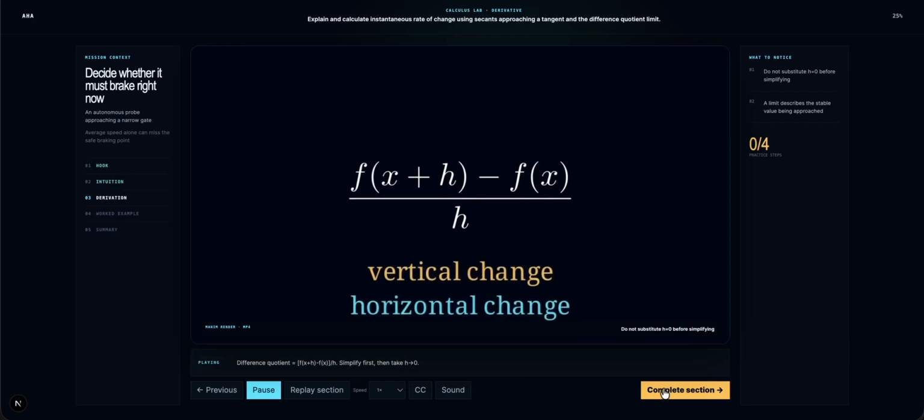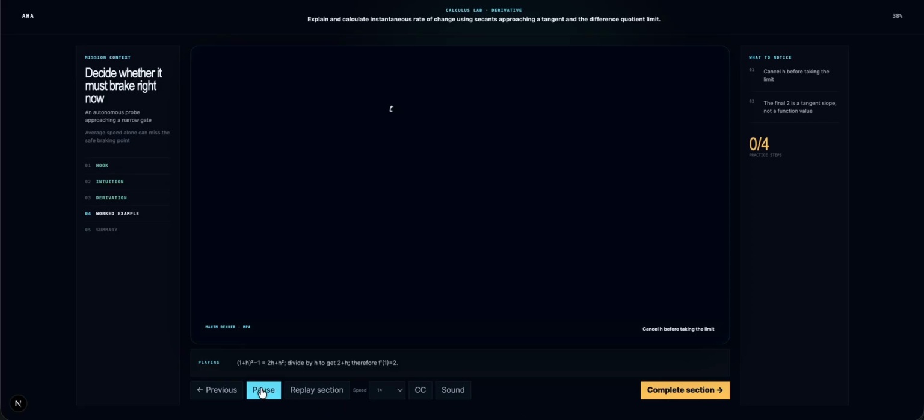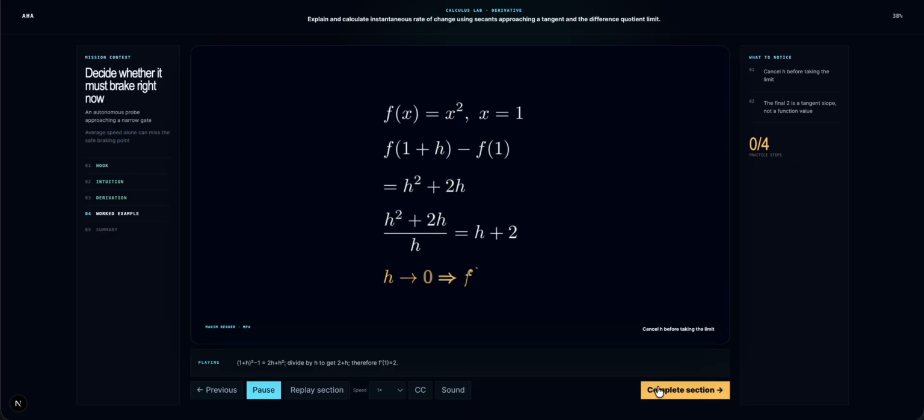f(x+h) - f(x). Their ratio is the difference quotient. For f(x) = x squared at x = 1, expansion gives a function value difference of 2h + h squared. Divide by h and cancel to get 2 + h. As h tends to 0, the slope tends to 2.